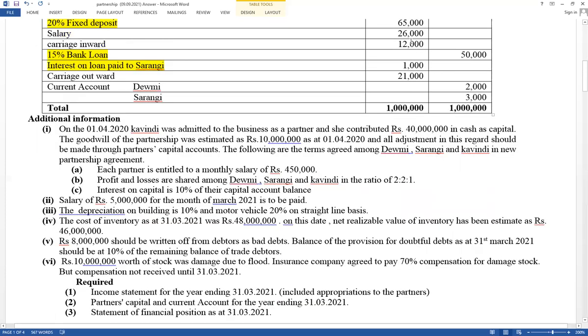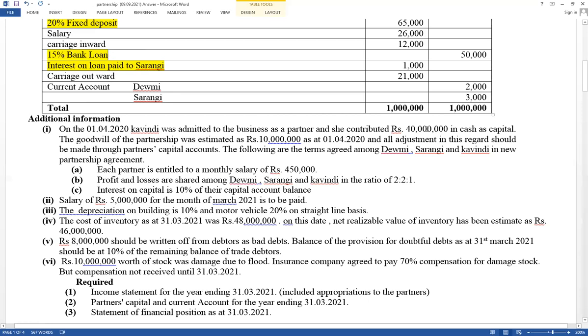When we are going to prepare financial statements based on a trial balance, the additional information should be dealt with from the beginning. First one is relevant to the admission part. On 1st April 2020, Kavindi was admitted to the business as a partner and she contributed 40 million in cash as capital. Think of those as available additional information, not recorded yet.